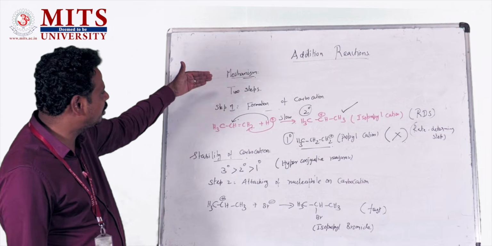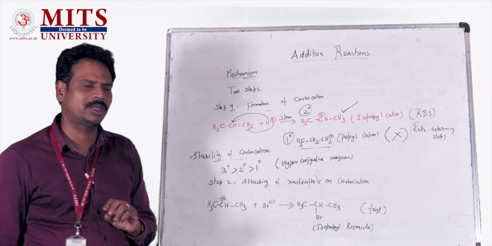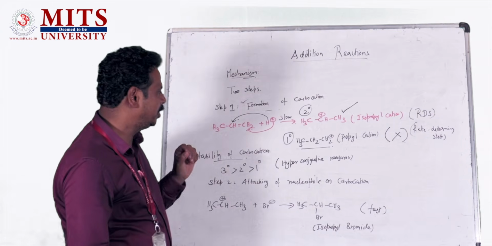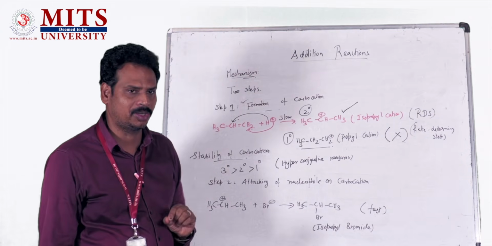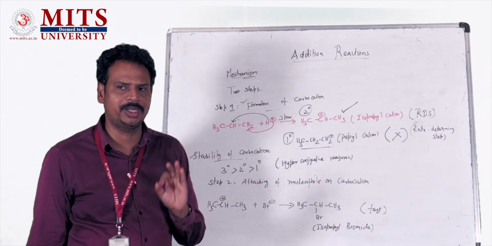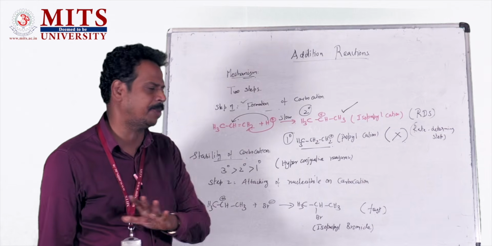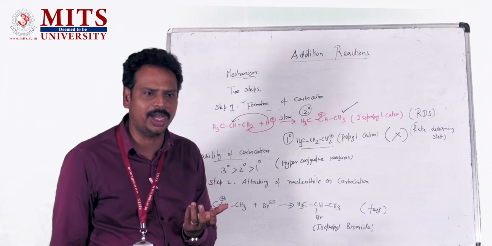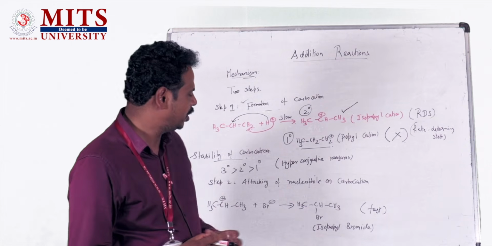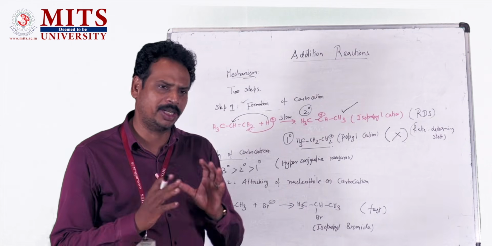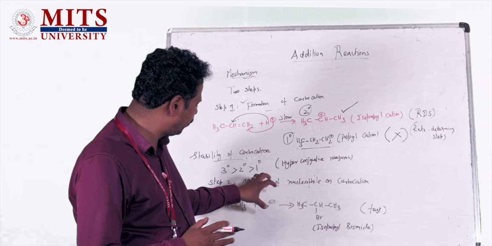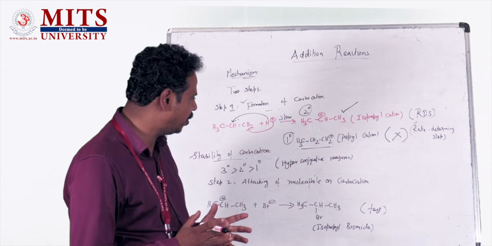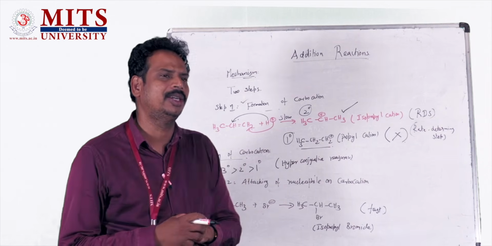So the mechanism involves these two steps. Step 1 is the formation of the carbocation, and that step is the slow step and the rate determining step. Whereas step 2 is the attack of the nucleophile on the carbocation, and thereby we obtain the product. Step 2 is a faster step. It's not a rate determining step at all, whereas only step 1 is the rate determining step.